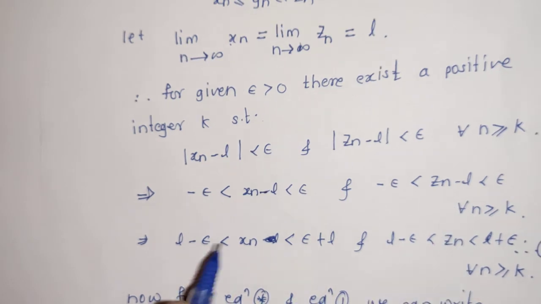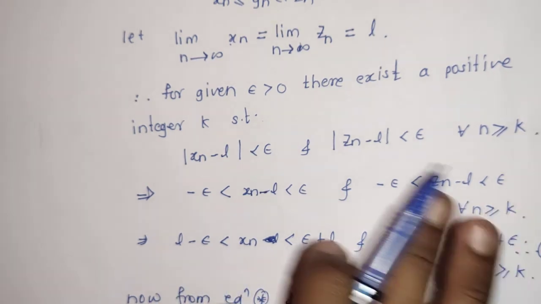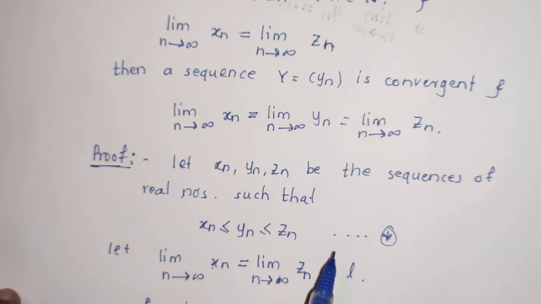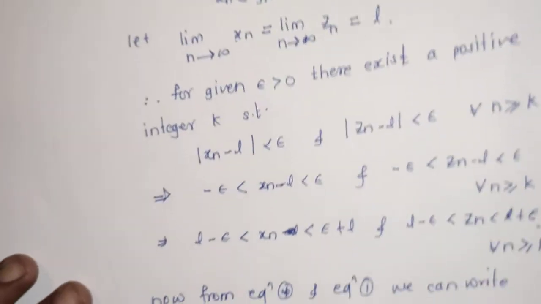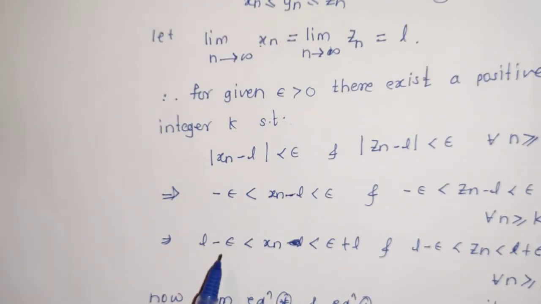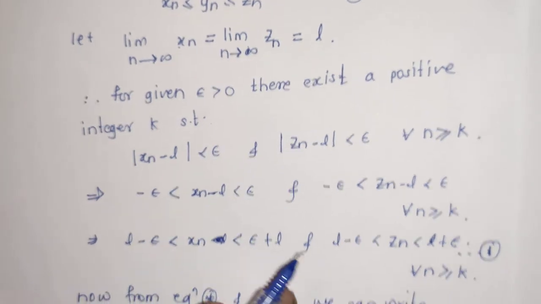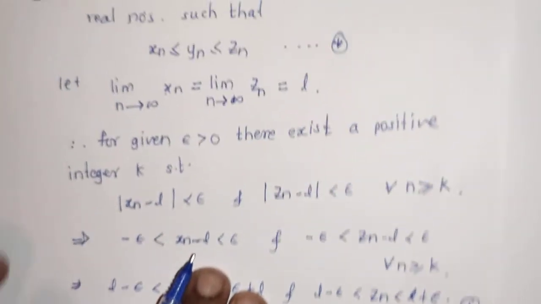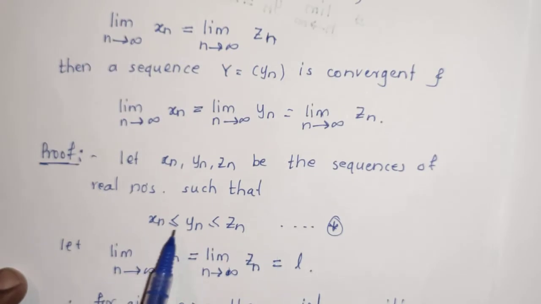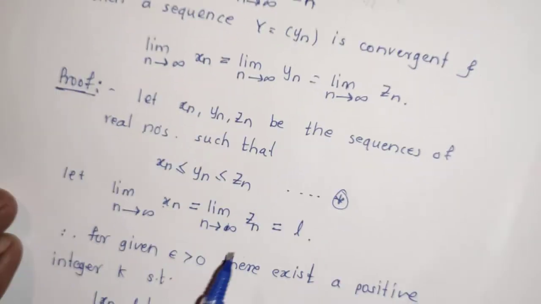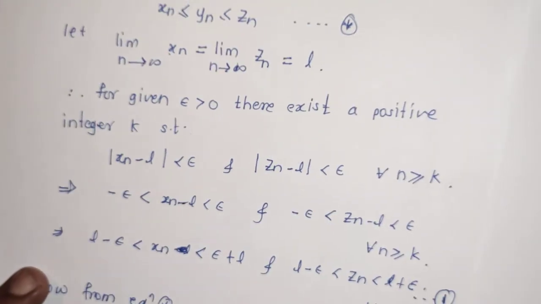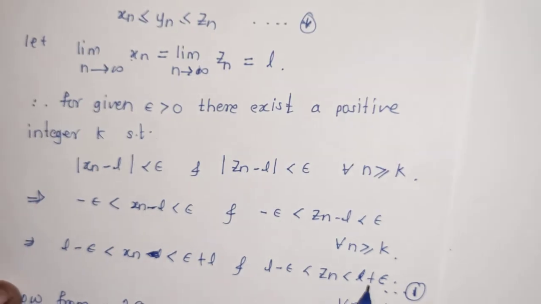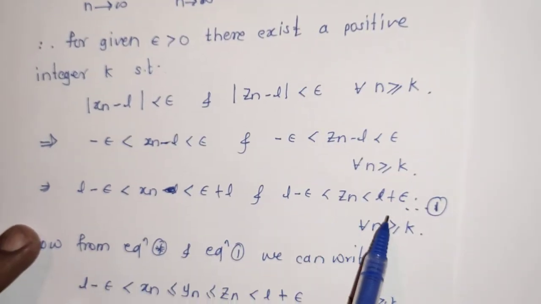Similarly here from these two equations, that is from equation 1 and equation star, we can write from equation 1 L − epsilon is strictly less than xn, but from equation star xn ≤ yn ≤ zn, and again from equation 1 zn is less than L + epsilon.